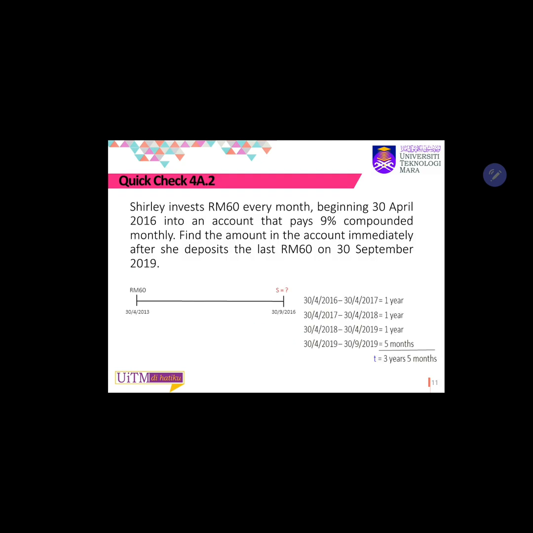Okay, so next example, we have Shirley invest 60 ringgit every month. So the keyword here is this one. Okay, this one must be your R. Beginning 30th April 2016 into account that pay 9% compounded monthly. So this is your K, this is your M, this is your K. Find the amount in the account immediately after she deposit the last 60 ringgit on 30th September 2019.